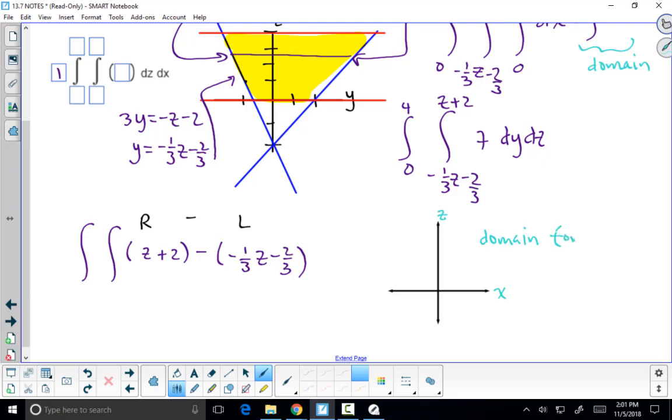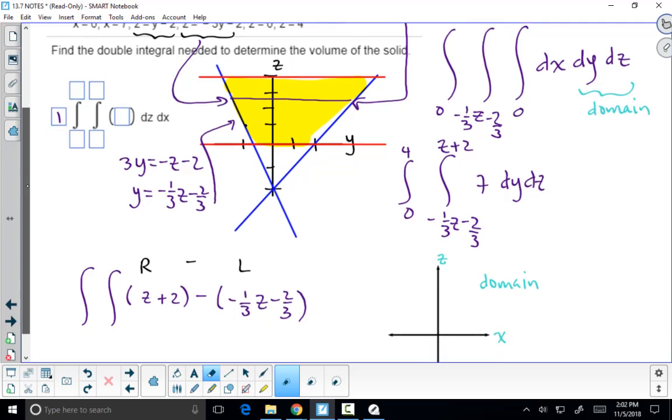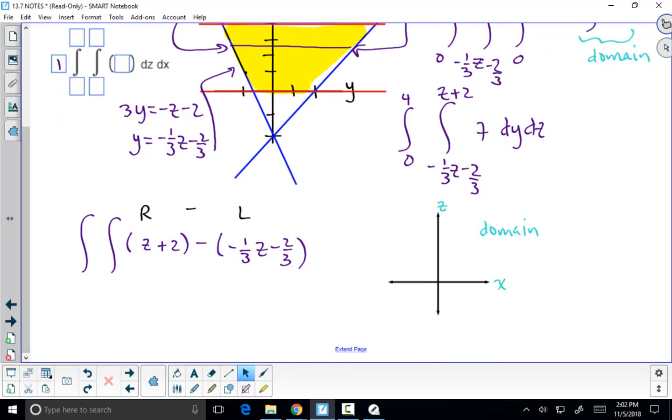This is the domain for... let's just say, okay, so in the XZ plane, what do we have? In the XZ plane, x is going from 0 to 7. So I guess we just go this way. So x is going 0 to 7. And what is z going from?